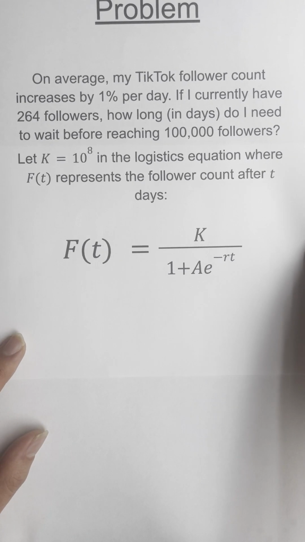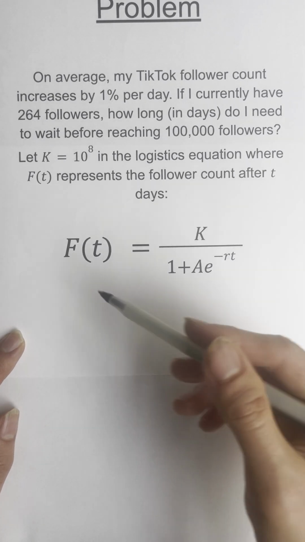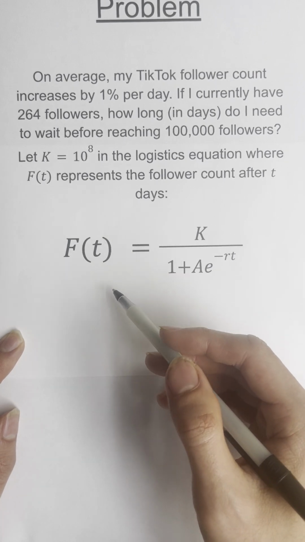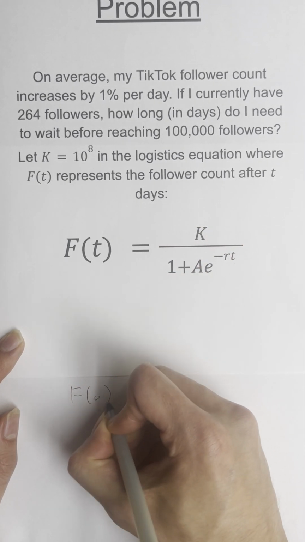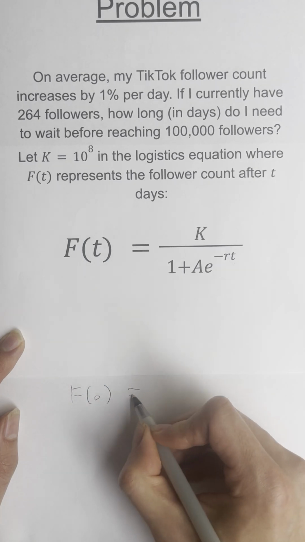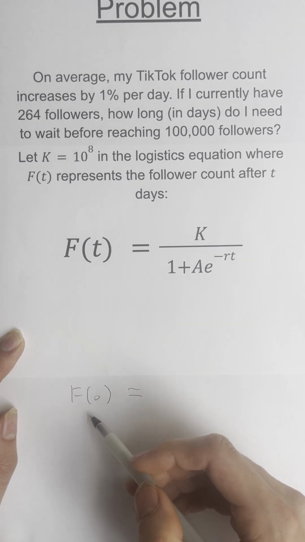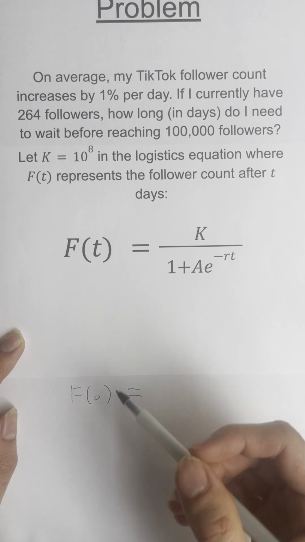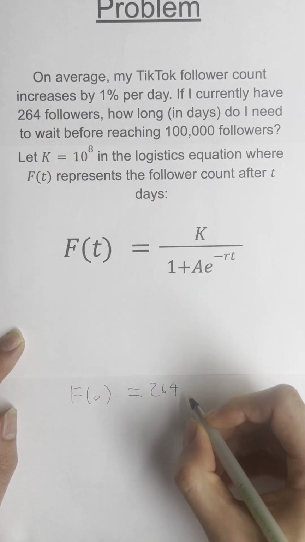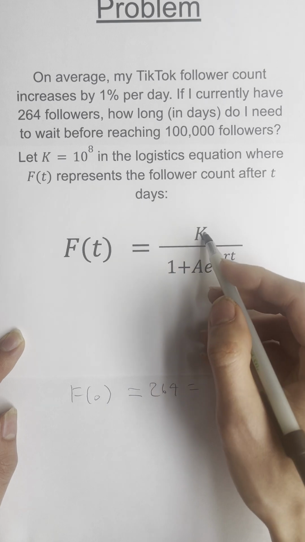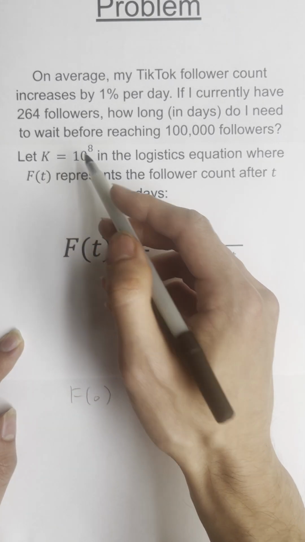So here's the solution. f(t) is how many followers after t days. So what would f(0) represent? It would represent how many followers after 0 days. So how many followers do we have right now? 264. And that's equal to, well, we said k is 10 to the power of 8.